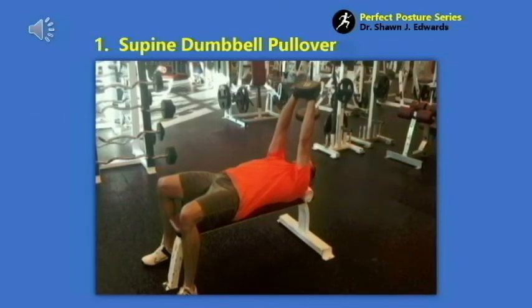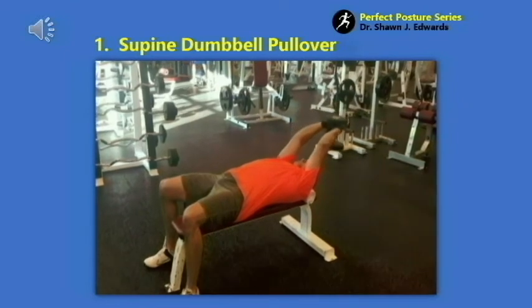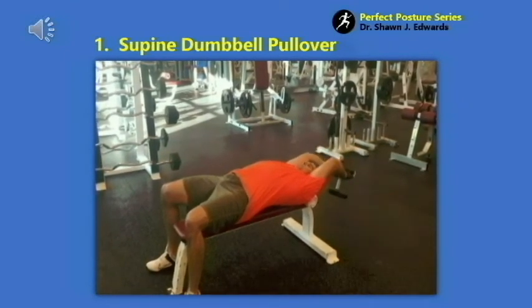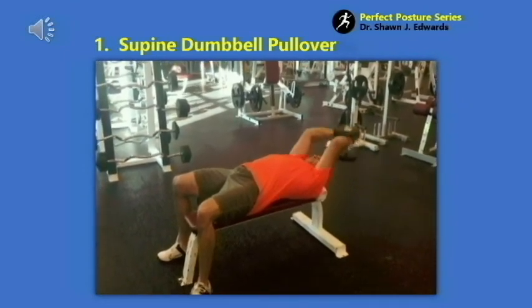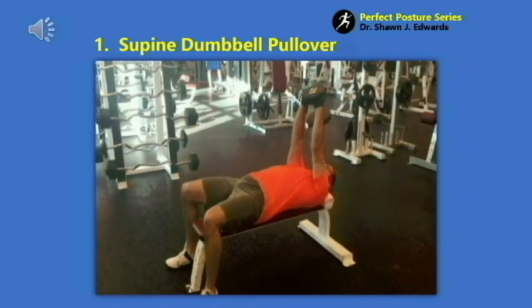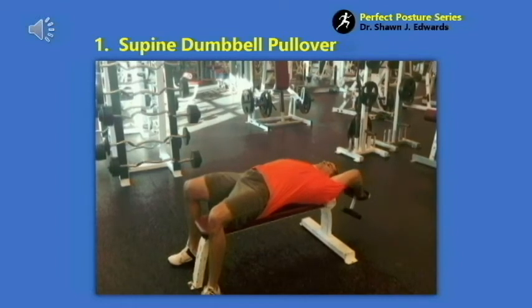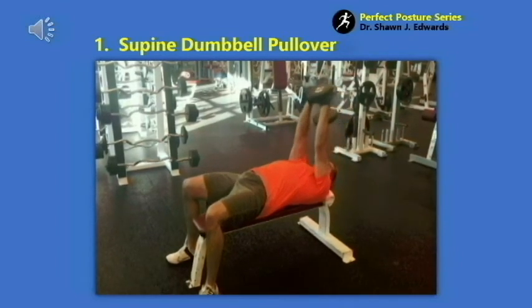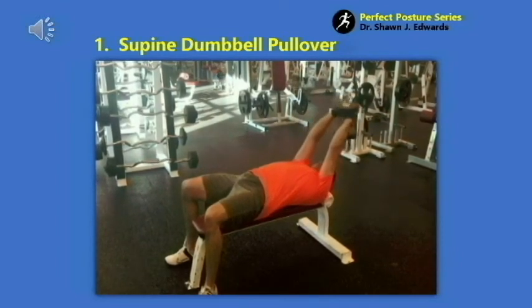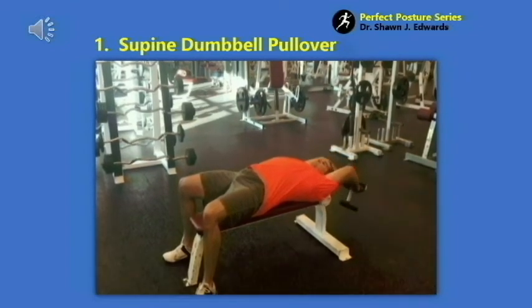The supine dumbbell pullover. This is one of my favorite posture exercises, but it has to be done correctly. You should place a dowel or a rolled up towel underneath the neck to support the normal cervical curve. Probably one of the most important aspects of this exercise is the breathing. Remember that the serratus anterior attaches to ribs number 1 through 9 and assists in breathing.